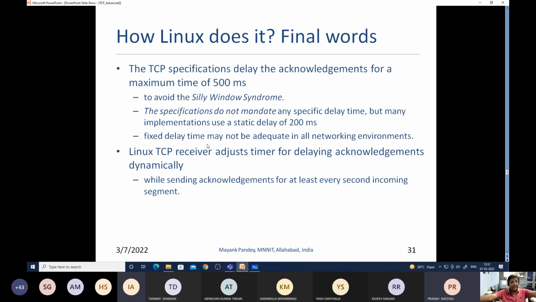The TCP specification delays the acknowledgement for a maximum time of 500 millisecond. We have seen that. This avoids the silly window syndrome, no doubt, because you are sending acknowledgement for two segments, and at that time the window is also empty, so you can advertise the largest size window. The specification does not mandate any specific delay time, but many implementations use a static delay of 200 millisecond, which is not correct. A fixed delay time, how much you have to delay the acknowledgement, may not be adequate in all networking environments.